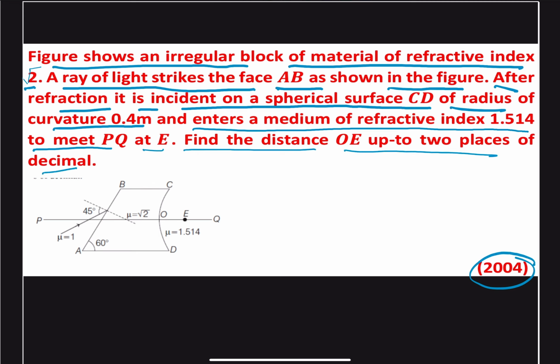So we are given this figure, and we have here 3 refractive indexes. One is our air, which is mu equal to 1. Another one is our irregular block, refractive index square root of 2. And finally, that is our 1.514. And it says that the incident ray after refraction through the surface CD enters medium PQ and meets at E. Okay. So it is going to meet somewhere here, approximately like this. So we have to find out the distance OE. Okay, so we have to find out this distance.